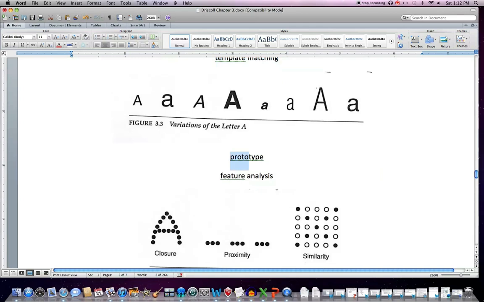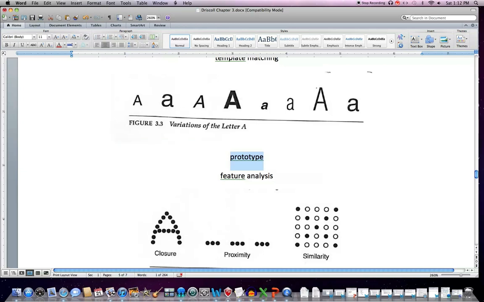The second theory would be prototype theory. And this says that basically what you have in your memory is not the exact copy, but a very general prototype of whatever phenomena it is. And it's general enough that when you see a specific example of it, like this or this, you're able to match it quickly, because what you have is not a specific size or line thickness or type of font, but just a generalized notion of A.